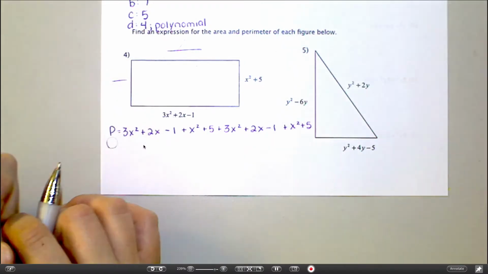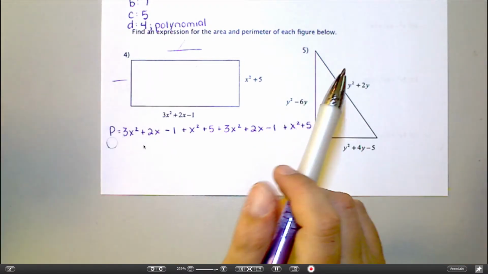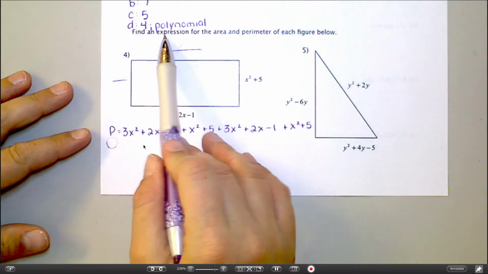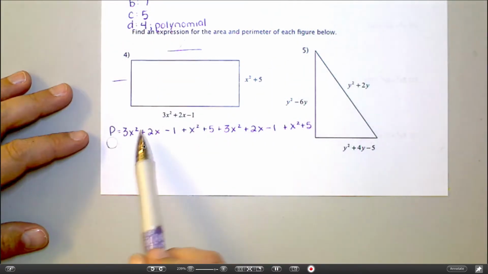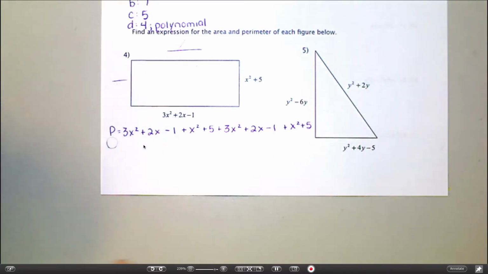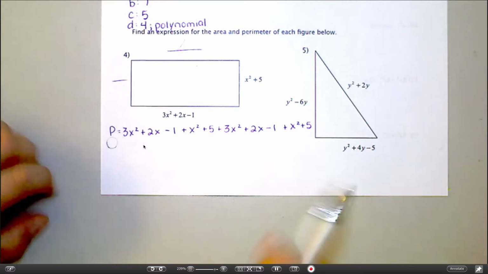You have to simplify. Now here's the thing. Someone pointed this out first hour too. Technically these directions do just say find an expression. This is an expression. But on your test it does say that you have to simplify. So let's go ahead and simplify.